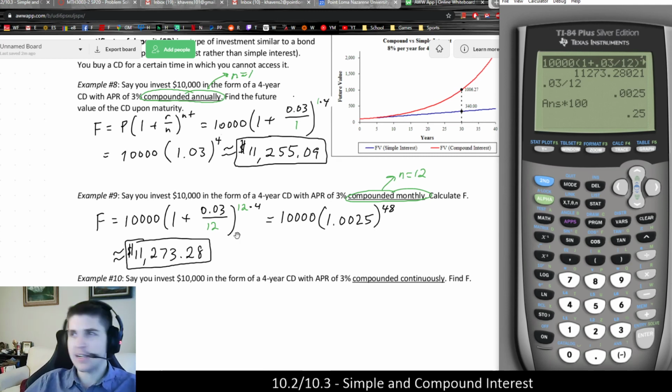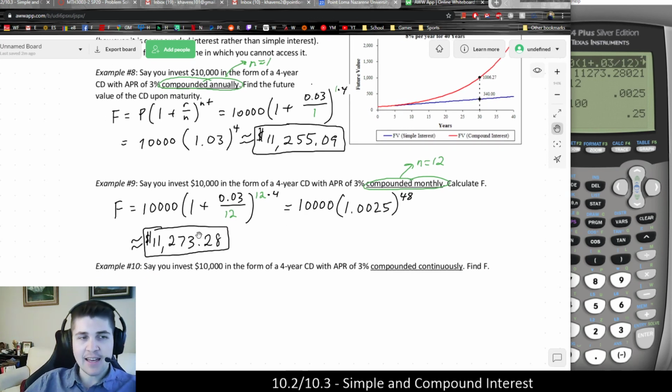Sometimes the exponent here, which is n times t, is called the number of periods in the account. It's always going to be your time frame in years times the number of times compounded. Mathematically speaking, this is a much more difficult calculation, but at the end of the day it yields a fairly similar result, just a little bit more, because as it compounds, it grows a little bit faster, and that's why when it's compounded monthly, it grows faster than compounded annually as well.